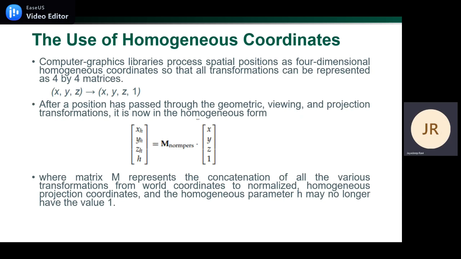After a position has passed through the geometric viewing and the projection transformation, this is now the homogeneous form, which can be obtained by multiplying the normalized perspective projection matrix with the homogeneous coordinates, where M norm pers refers to the normalized perspective projection matrix.